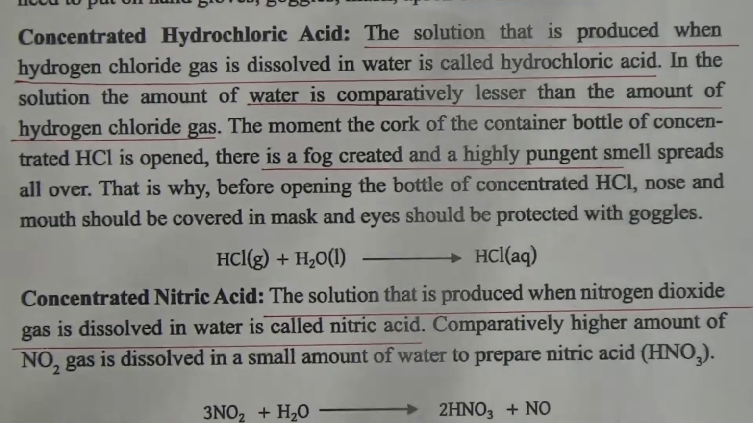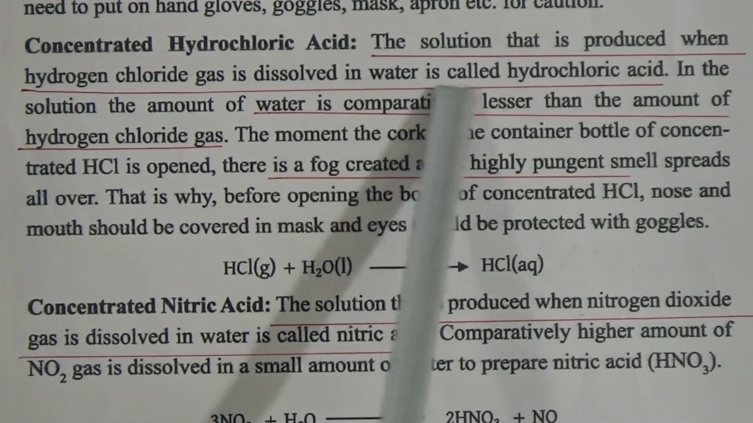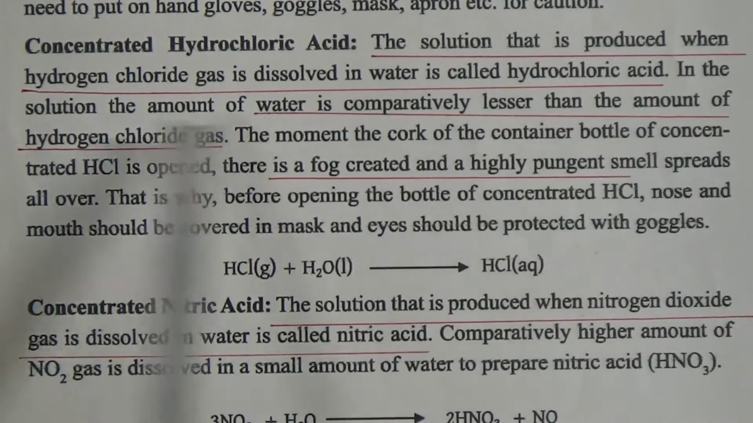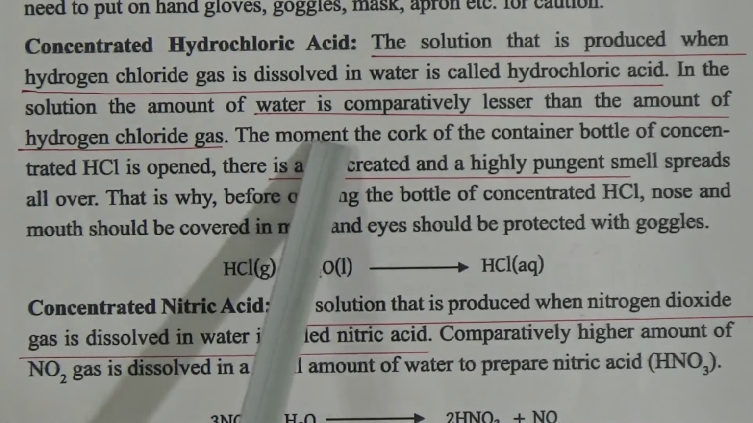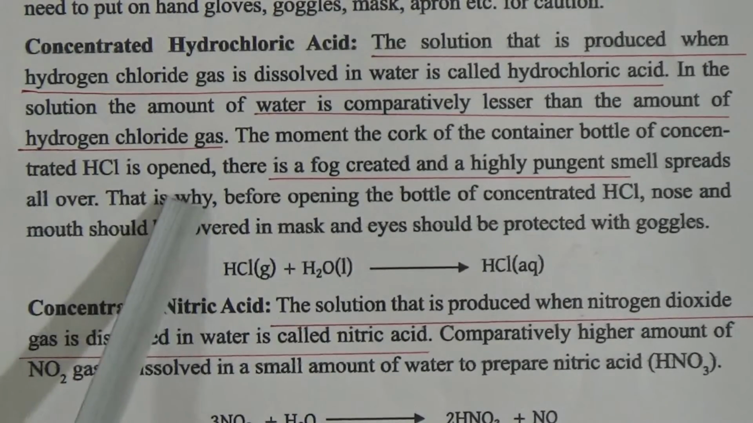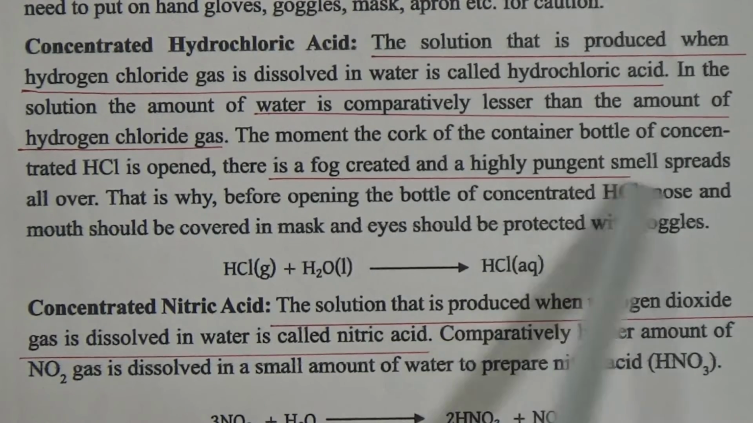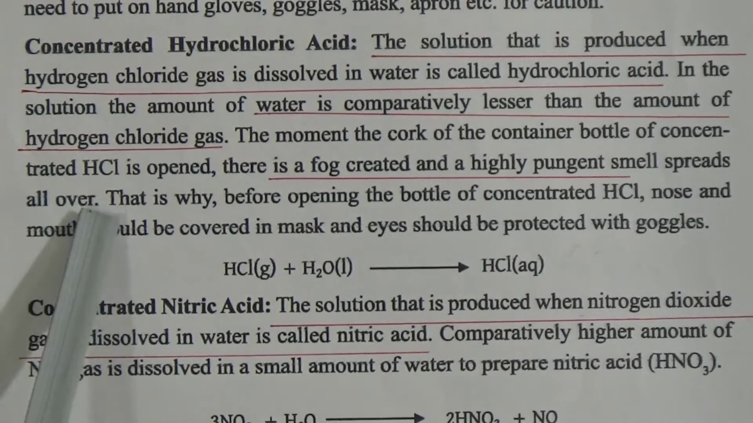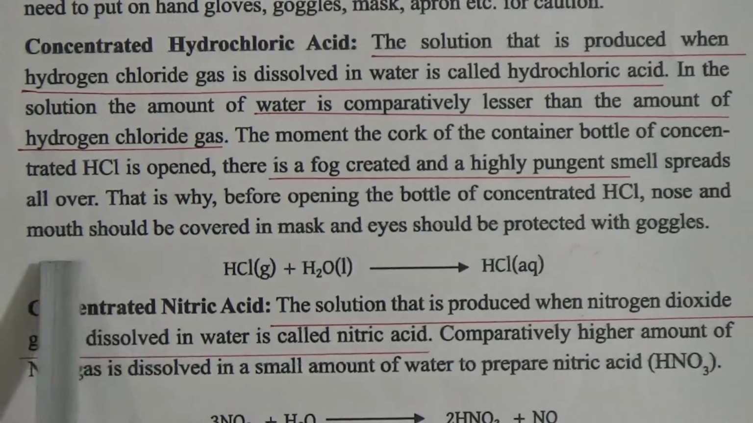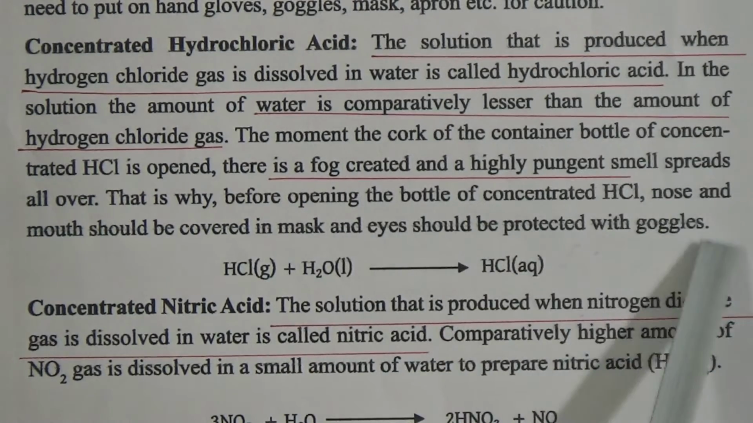Now these are the properties of concentrated hydrochloric acid. The solution that is produced when hydrogen chloride gas is dissolved in water is called hydrochloric acid, and in the solution the amount of water is comparatively lesser than the amount of hydrogen chloride gas. The moment the cork of the bottle of concentrated hydrochloric acid is opened, a fog is created and a highly pungent smell spreads all over, and that's why before opening the bottle of concentrated hydrochloric acid, the nose and mouth should be covered with a mask, and the eyes should be protected with goggles.